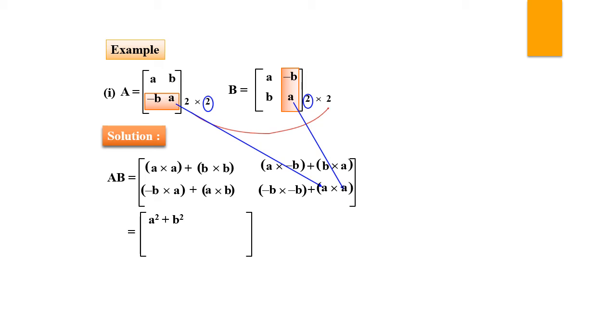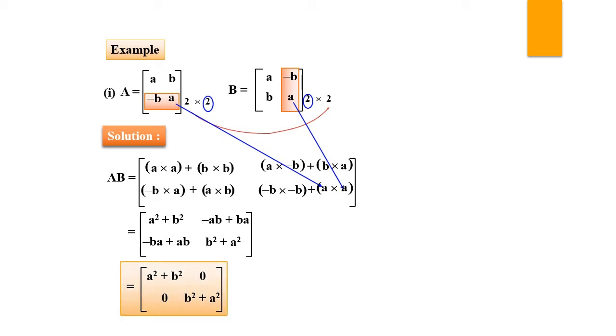On simplifying it further, we get a square plus b square as the first element, minus ab plus ba, next minus ba plus ab and b square plus a square. On further simplifying the second and third element, we get a square plus b square, 0, 0, b square plus a square. So this is the required matrix and the order of this matrix is 2 cross 2.